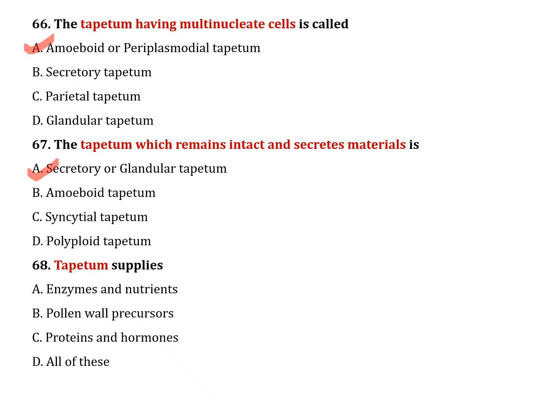The next question, number 68. The tapetum supplies: option A, enzymes and nutrients; option B, pollen wall precursors; option C, protein and hormone; option D, all of these. Correct answer is option D, all of these.